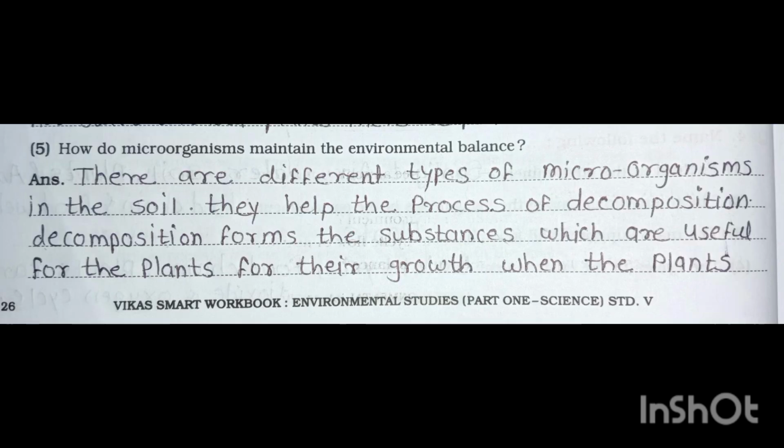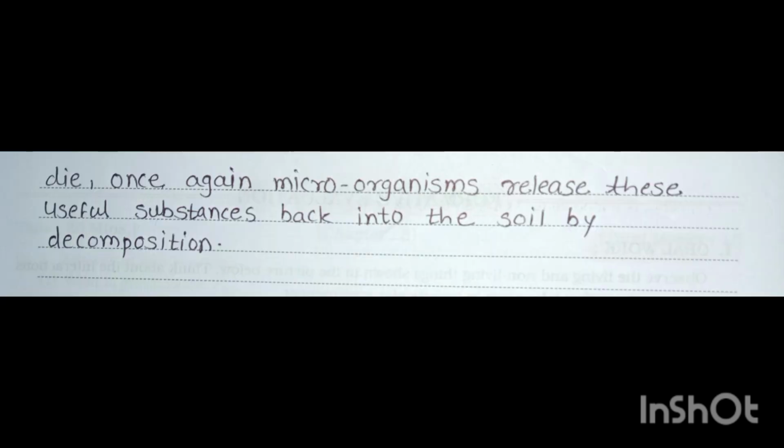Fifth one, how do microorganisms maintain the environmental balance? Answer, there are different types of microorganisms in the soil. They help the process of decomposition. Decomposition forms the substances which are useful for the plants for their growth. When the plants die, once again microorganisms release these useful substances back into the soil by decomposition.